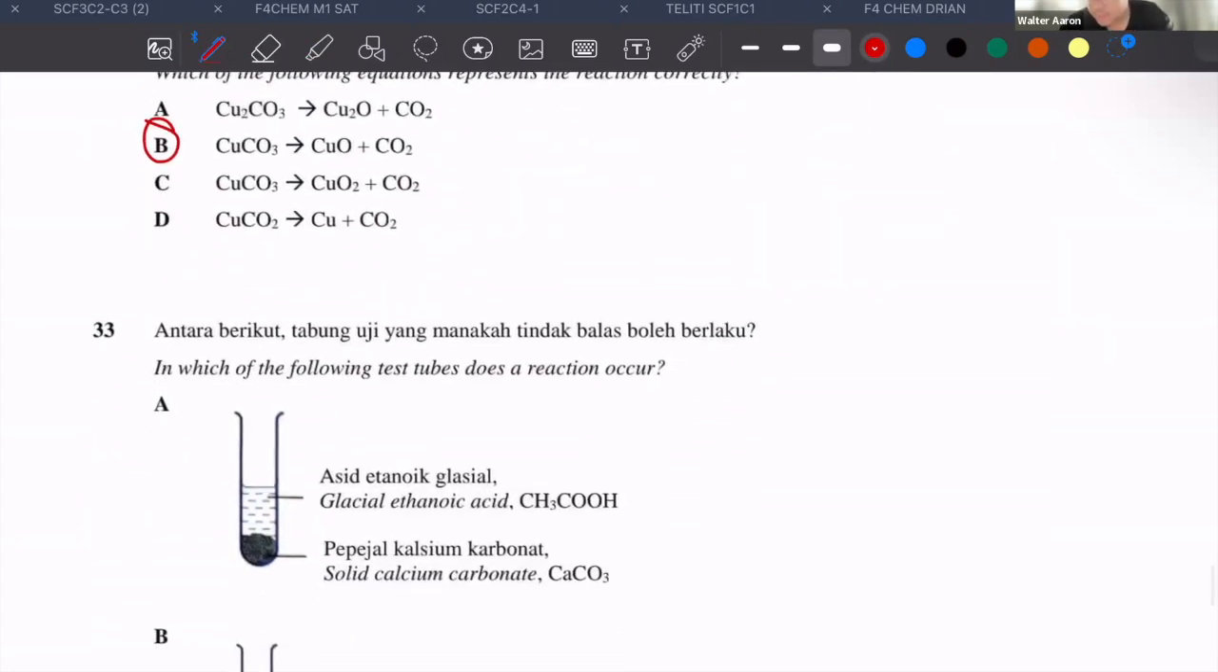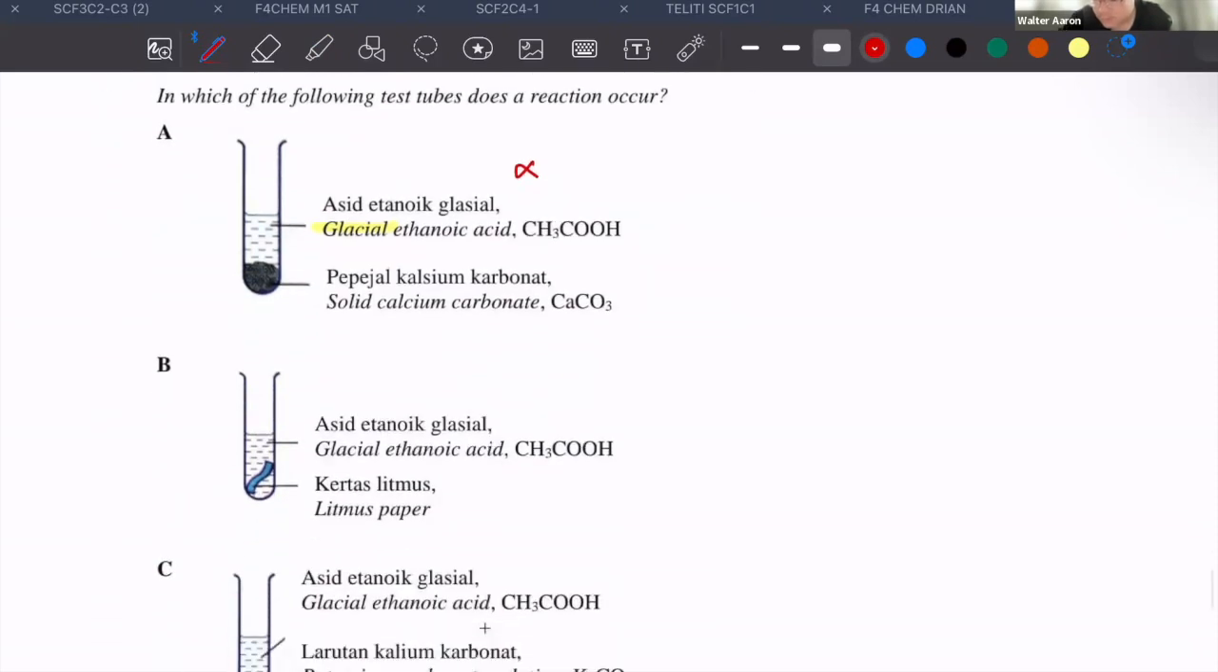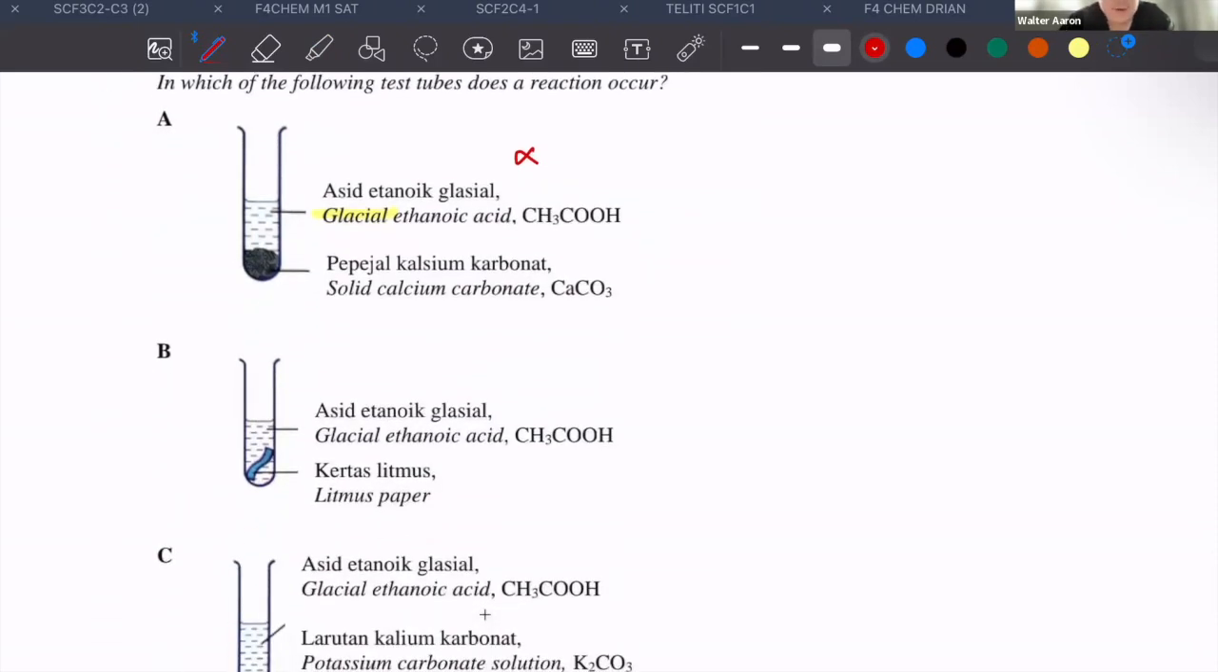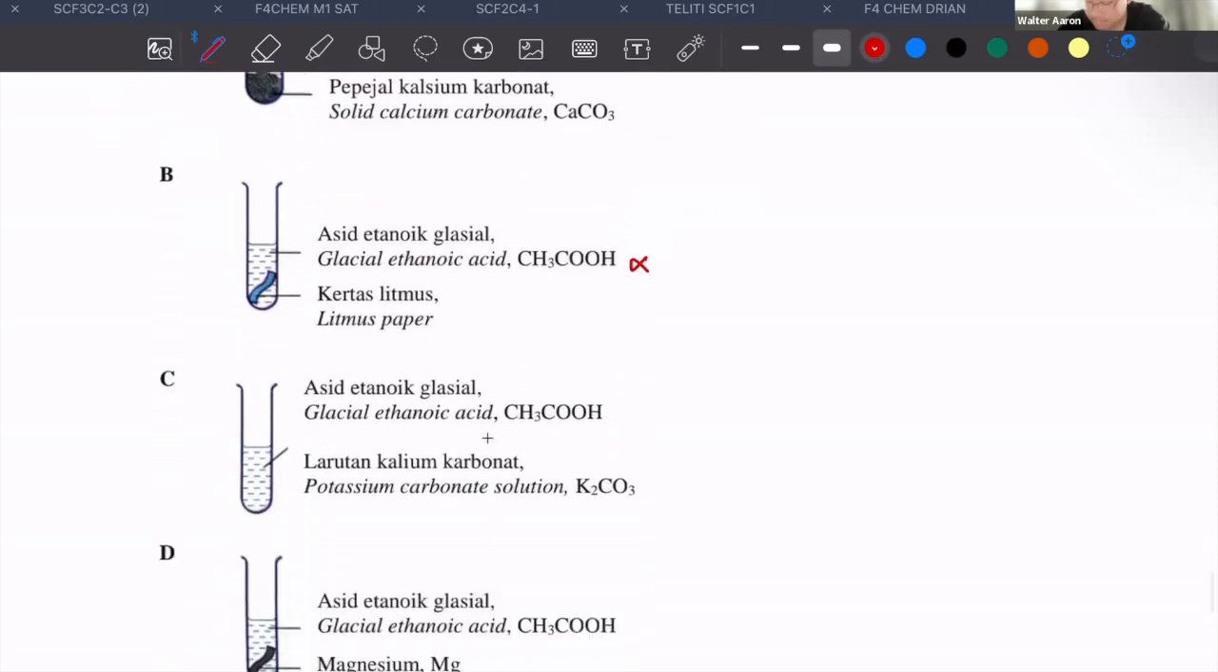33, in which of the following test tubes does a reaction occur? Glacial ethanoic acid with solid calcium carbonate cannot, because glacial means it's not dissolved in water. So if there's no water, an acidic substance cannot show its acidic properties. So therefore, A is out. Glacial ethanoic acid with litmus paper doesn't work also because there's no acidic properties.